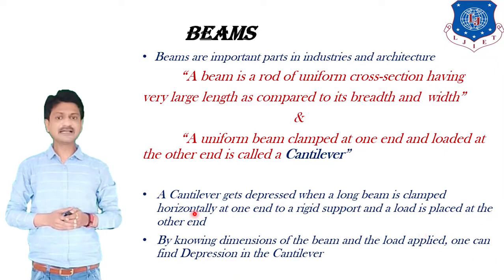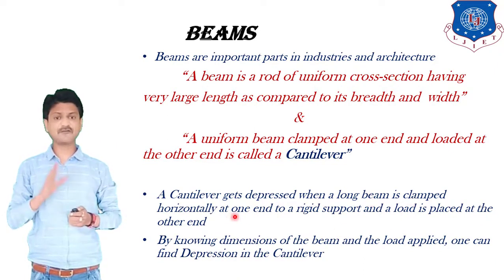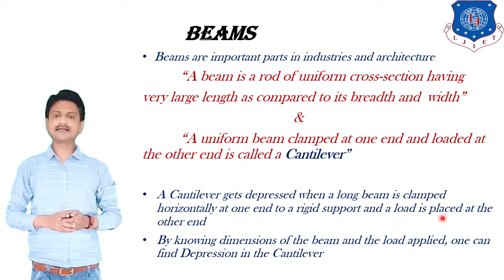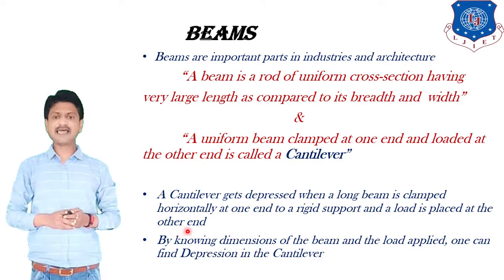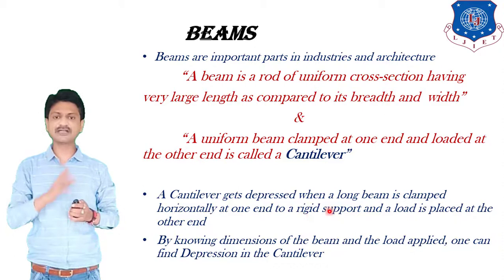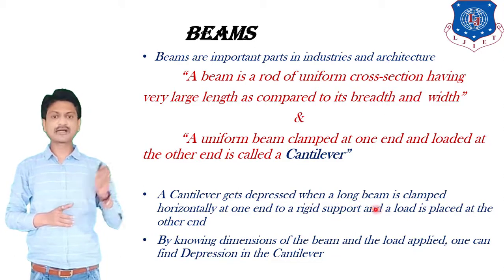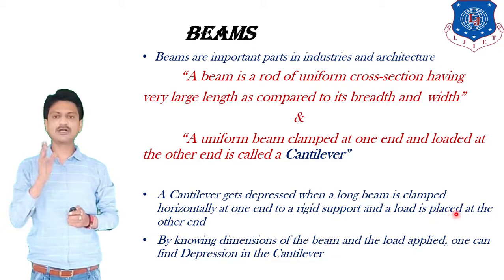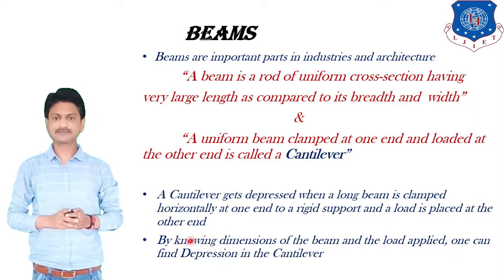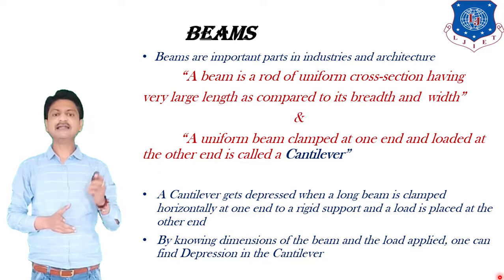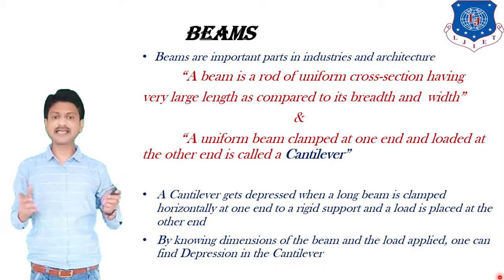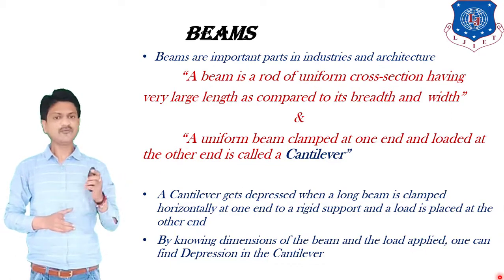A cantilever is a uniform beam which is clamped at one end and loaded at the other end. A cantilever gets depressed when a long beam is clamped horizontally at one end to a rigid support and a load is placed at the other end. So, by knowing the dimensions of the beam and the load applied, we can find the depression of the cantilever.